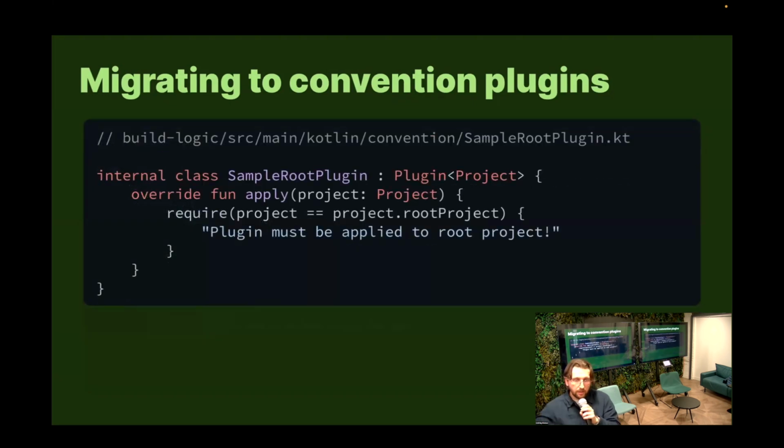So the plugin looks like this. We might have seen the generated one before. It looks pretty much the same. We implement the plugin interface. We then define the type of it as project, and we override the apply function. Whenever people apply our plugin, it will run the apply block. I'm not adding any logic here again, besides a small require check. Just want to make sure people don't misuse my plugin. It should only be applied to the root project.